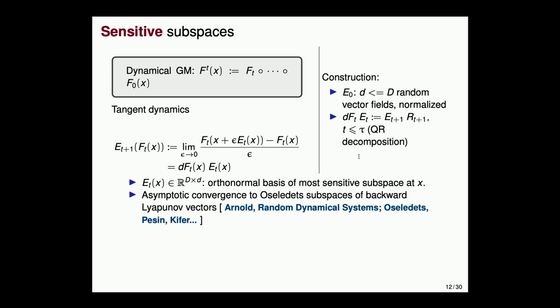So if instead of this Jacobian matrix DFt at x changing at x and time, you just fixed it to be a matrix, then if you do this, this is the QR iteration to compute eigenvectors of a matrix, and eigenvalues will be in this R matrix, right. So you can think of this as a nonlinear version of that.